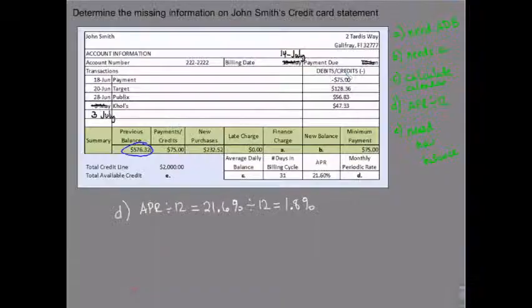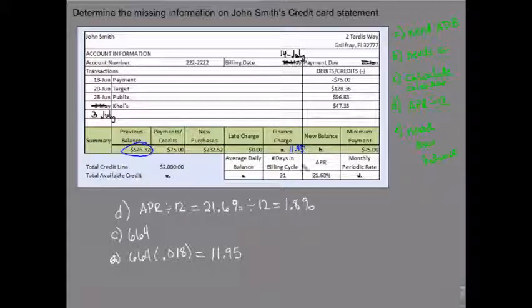Okay, so C is my average daily balance, which was what? I don't remember. 664. Okay, now I can calculate my finance charge. I do my average daily balance times my monthly periodic rate. So 664 times 0.018, and that gives me 11.95. That's A. So that would go right here.